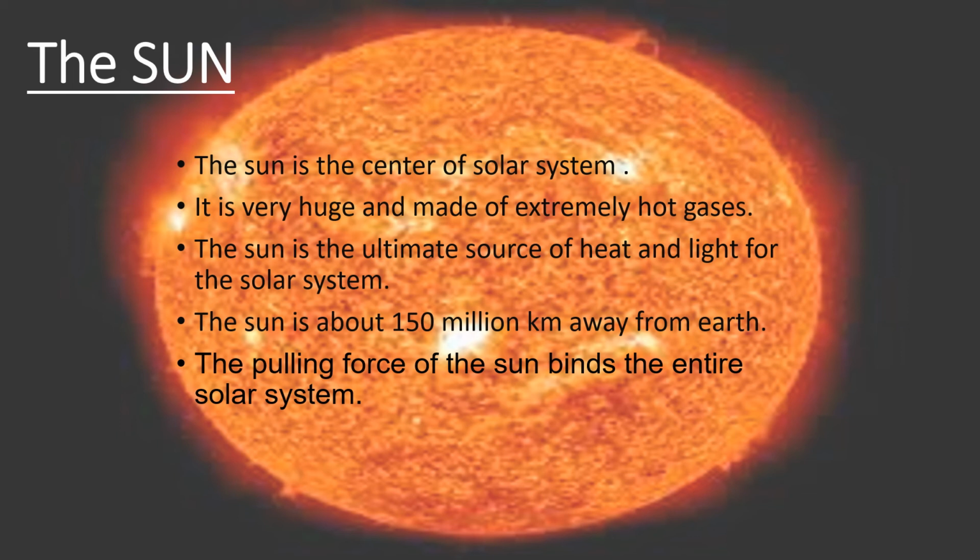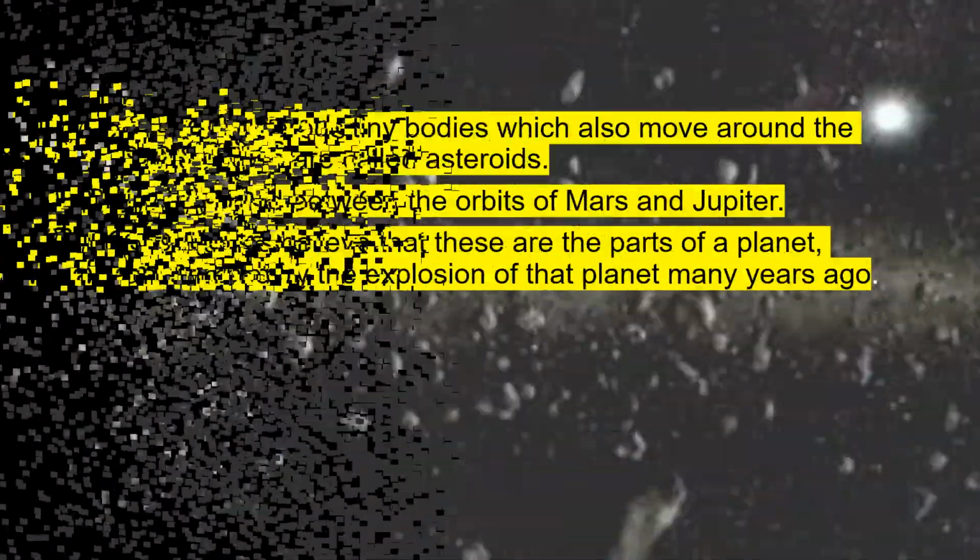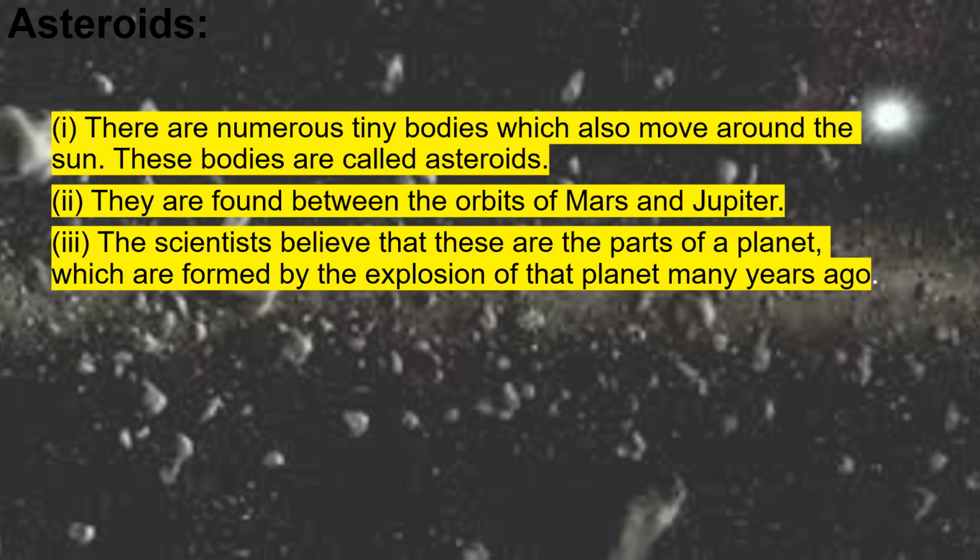Think, 150 million kilometers. And because of the pulling force of the sun, the entire solar system, whether the stars, the planets, the dwarf planets, the asteroid belt, or the meteoroids, binds together just because of the pulling force of the sun. And the sun is also called the largest star. So that's all about the sun, and now we'll be learning about asteroids.